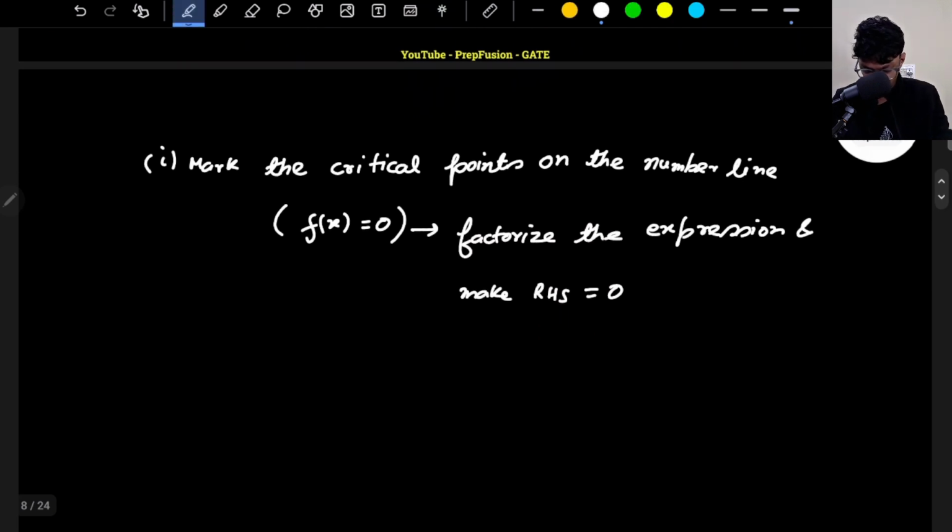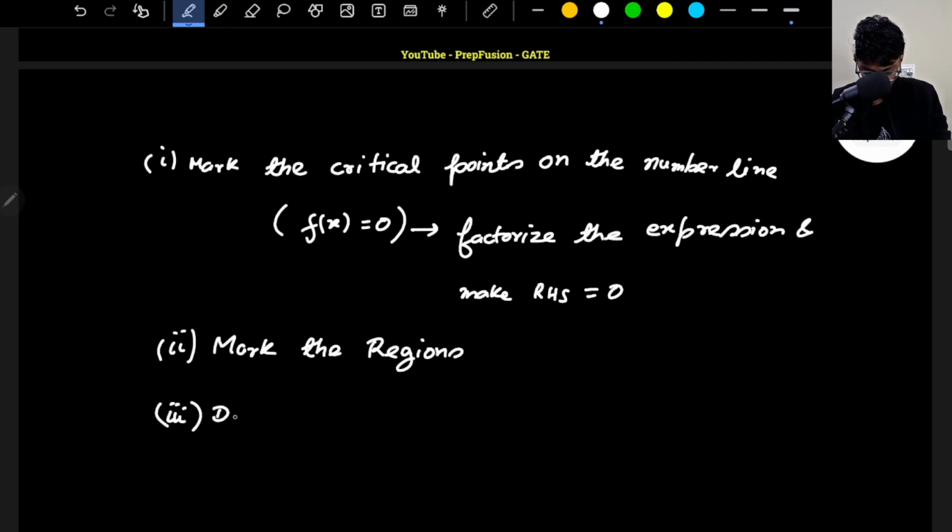Okay. Then after marking, you will draw the wavy curve. You will mark the regions. Then what you will do? You will draw the wavy curve. After drawing the wavy curve according to the signs, with proper signs, okay, we'll see a few examples.